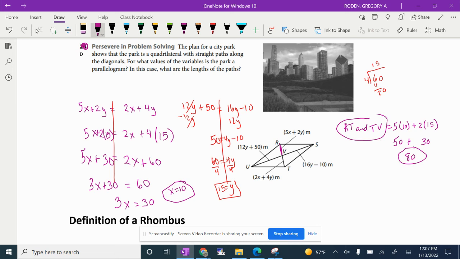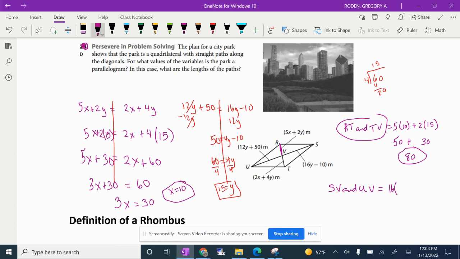Now let's find SV and let's find UV. So SV and UV are equal to, I'll just put in 16 times y.